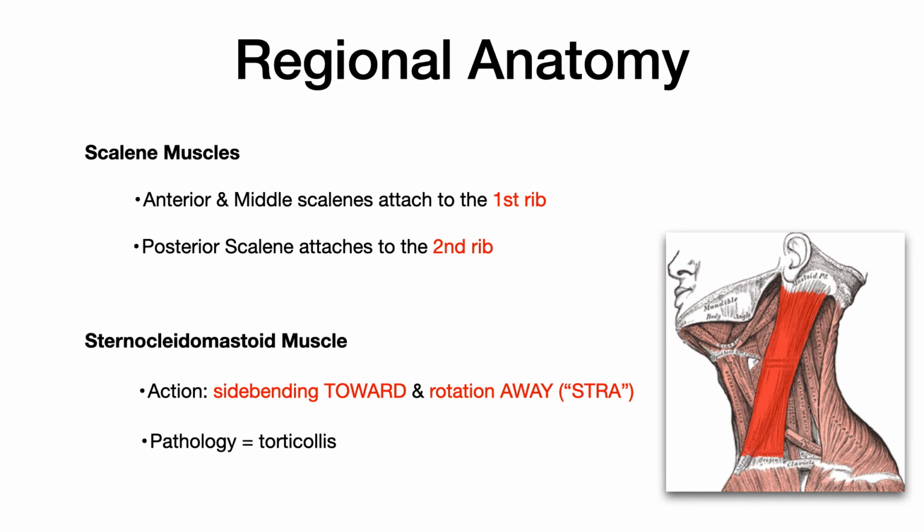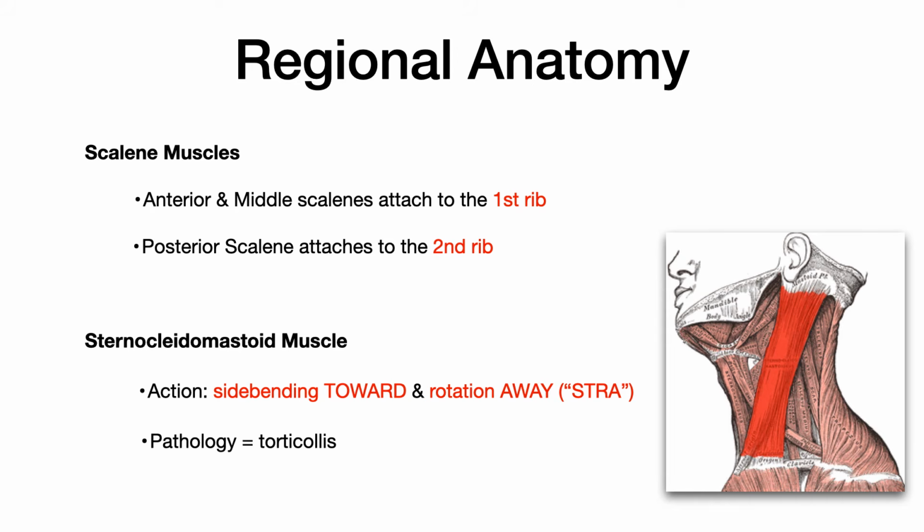The sternocleidomastoid muscle, the most important thing you need to know is the action of the muscle. So forget about the attachments. Just remember the action. The action of the SCM is side bend towards, rotate away, also known as STRA, S-T-R-A, side bend towards, rotate away. This is what happens when the sternocleidomastoid muscle contracts, but it's also what happens if you have a hypertonic SCM that's constantly contracting or over-contracting.